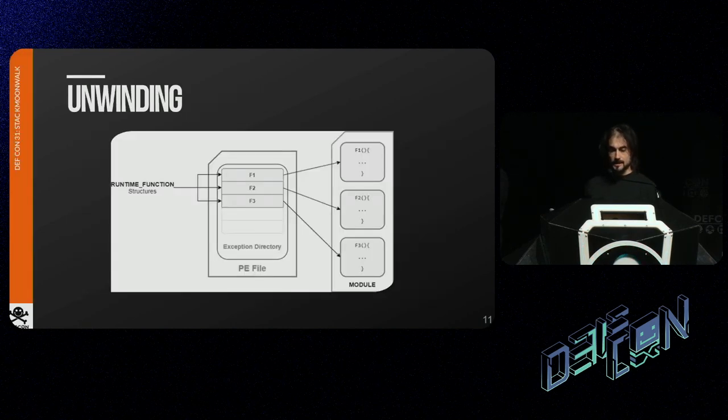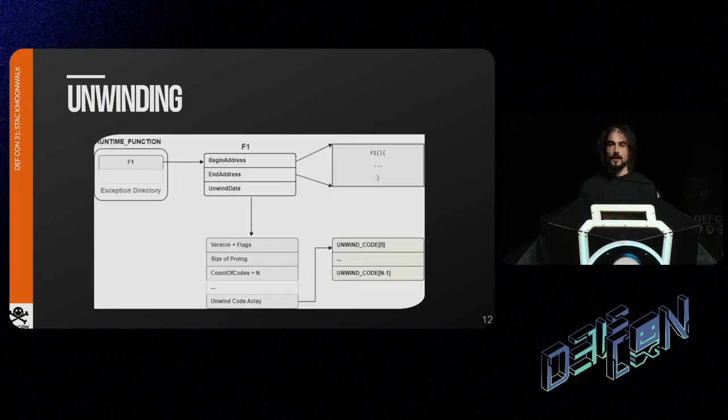So how is this calculated by Windows? The stack is evaluated by Windows using an unwinding algorithm. This uses the information contained in the .pdata section of a binary or related DLL, where you usually have an exception directory. It contains all the information about the functions. Every runtime function entry in this table contains the begin address of a function, the end address, and a pointer to the unwind info structure, which contains information about the size of the prologue, the count of codes, and all the operations that were performed in the prologue of a specific function.